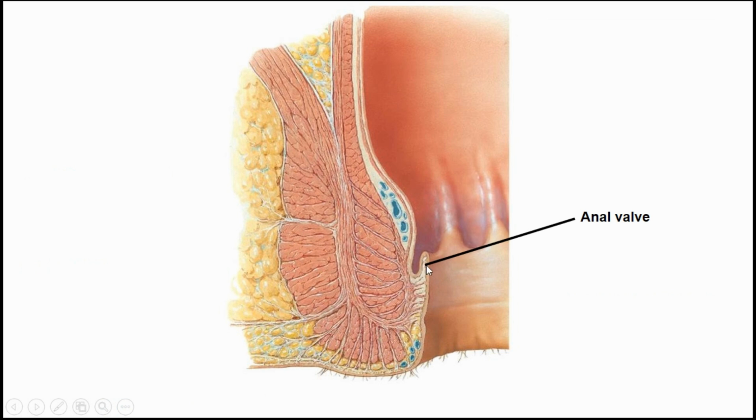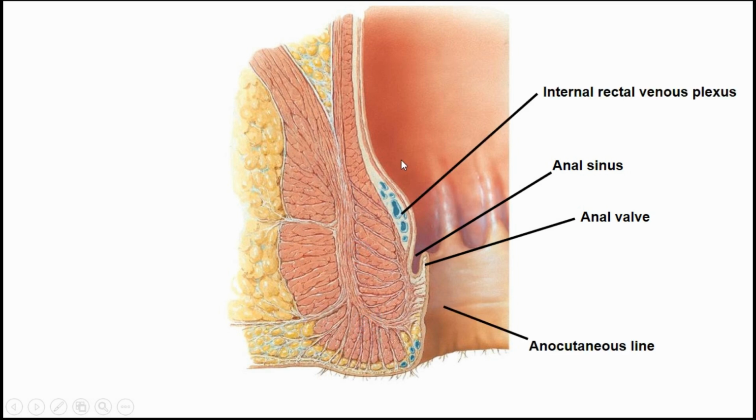Don't forget that we have the anal valves present here in between each anal sinus and in between each anal column, and the space there forming the anal sinus is an area where we can get purulent material, fecal material impacted or stuck, and that can cause inflammation resulting in anal fistulas.